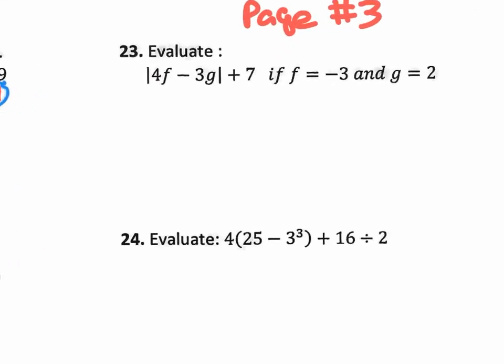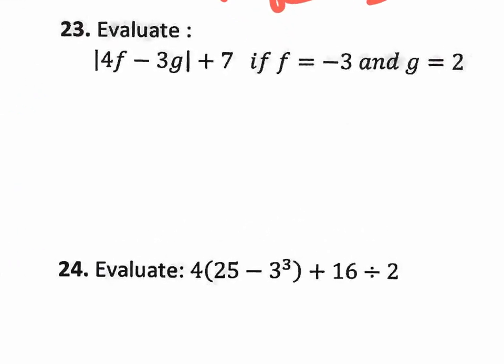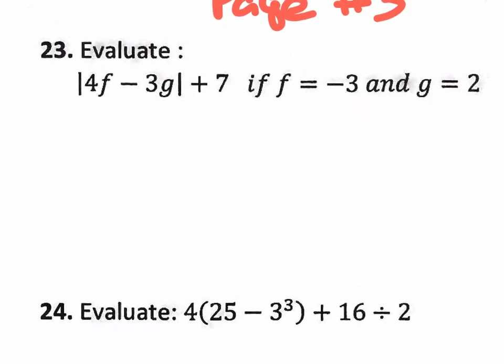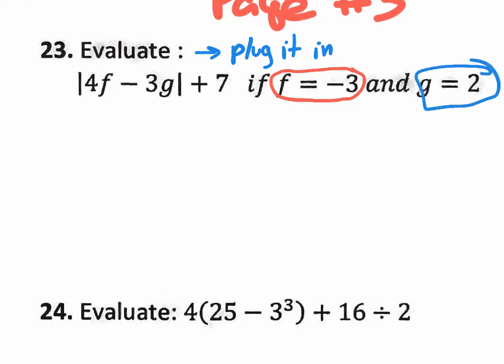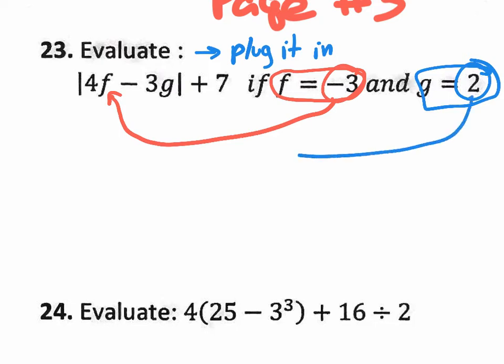Looking at 23 up here, it's an evaluation problem. And what does it mean to evaluate? To evaluate your variable expression means to plug it in, and then simplify. So what are we plugging in? It says right here that F equals negative 3 and that G equals 2. So we're going to take the F value of negative 3 and put it right there where the F is. And we're going to take the G value of 2 and put it right there where the G is. So we're going to rewrite this whole thing.